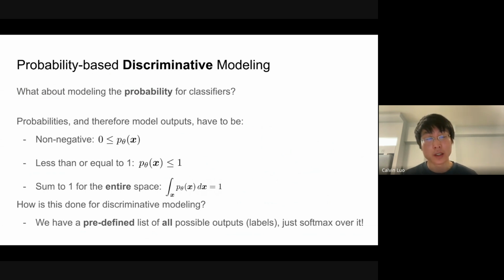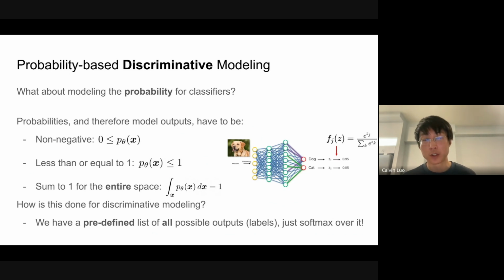Well, in discriminative modeling, we have a predefined list of all possible outputs, which are our labels. And so when we predict logits, we can just softmax over them to produce valid probabilities. Right? We pass in a dog image. We have a fixed number of labels, let's say 10 animal class labels. It's predefined. So then we can predict 10 logits, and when we softmax over them, we convert to probabilities. We know for sure that because it's softmax, all the values are non-negative, they're less than or equal to 1, and they sum up to 1 for the entire space. So this was fine for discriminative modeling and classification.